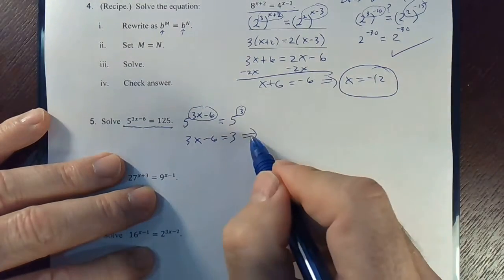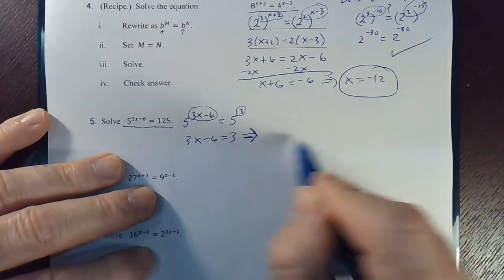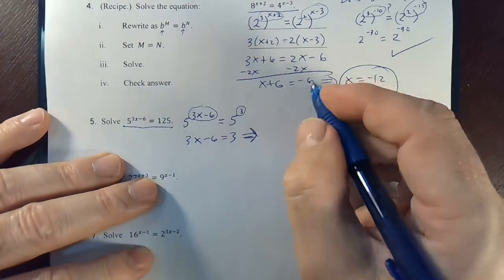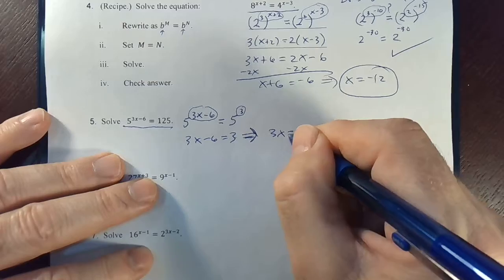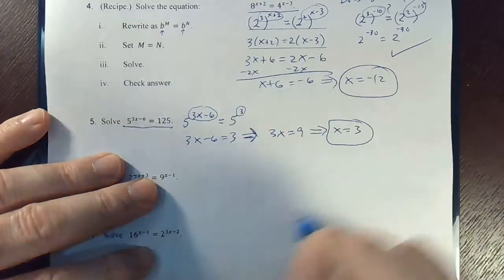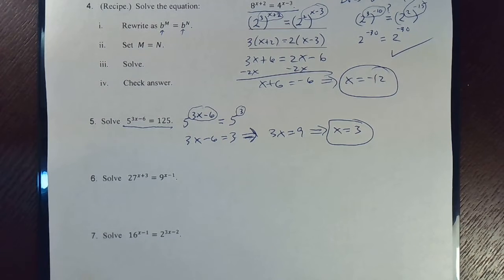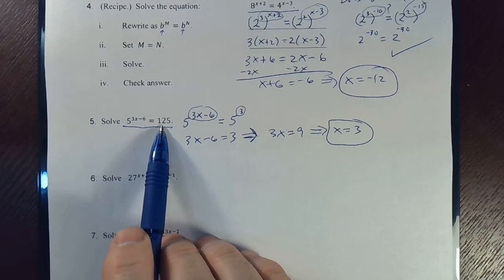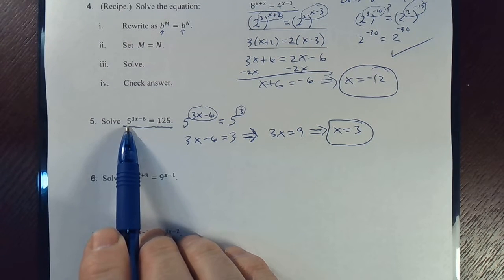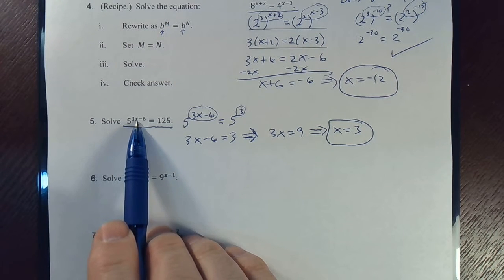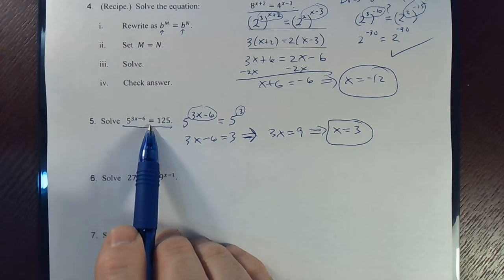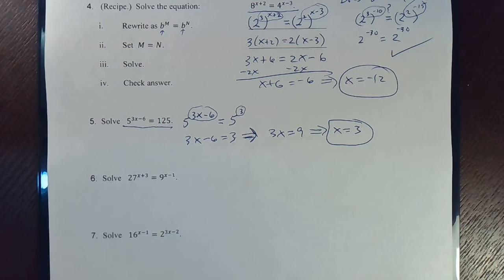That means that, this is just an arrow, so I'm going to the right. Let's add 6 to both sides. Add 6 would give us 3x equals 9, and x equals 3. And this is easy to check. Is 125 equal to 5 raised to the 3 times 3 is 9. 9 minus 6 is 3. 5 to the third equals 125. Yep, it works.